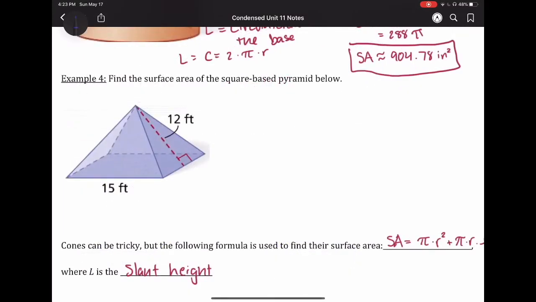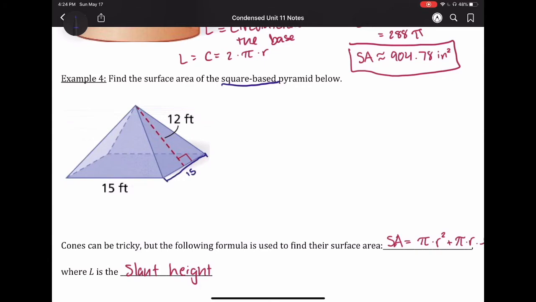On example 4 here, it says to find the surface area of the square-based pyramid below. So when you get to a pyramid, it works the same way where you're finding the area of all of the sides and then you're adding them all together. The first thing you want to recognize is that this says it's a square-based pyramid. That means that the distance of all sides of the base are 15.